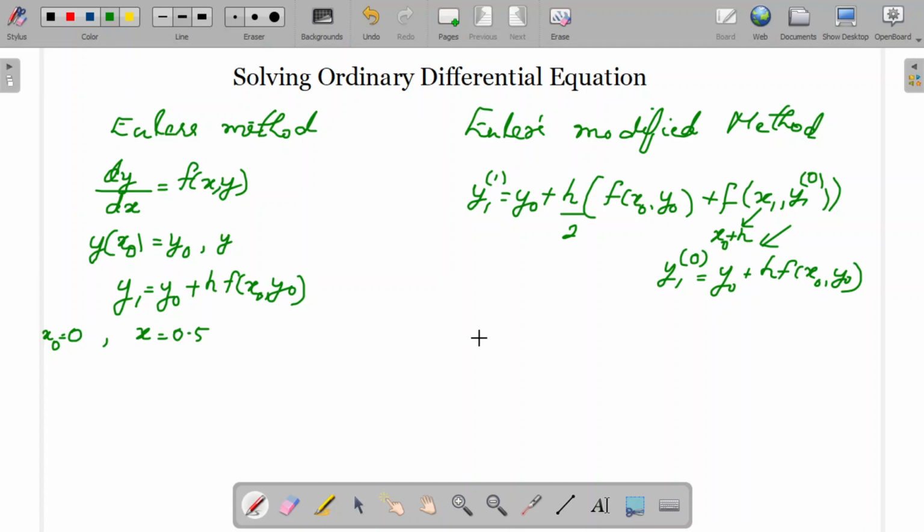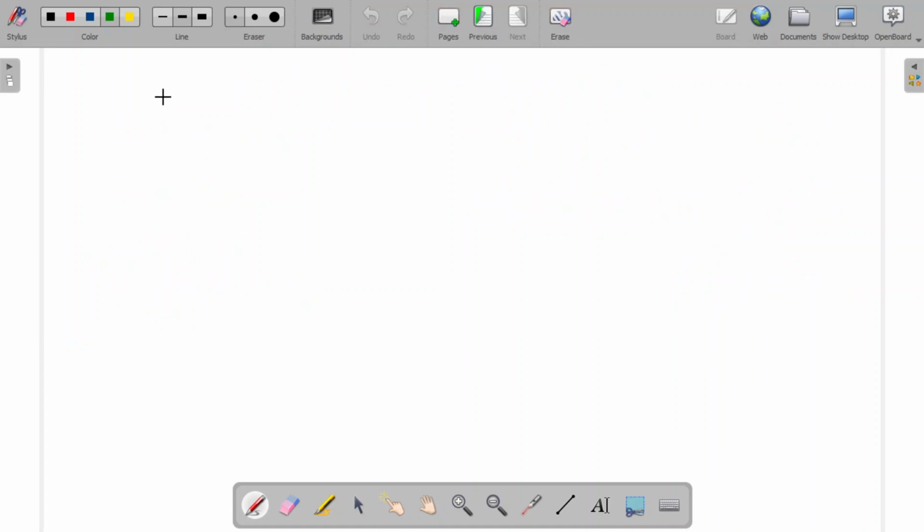Basically, the second order Runge Kutta method is Euler's modified method itself, but there is a little modification in the way we present it. That is the only difference. Whatever is happening within the formula and in the calculation is exactly the same. But normally we represent the Runge Kutta method in a different form. So now I'll show you. I am going to write the second order Runge Kutta method.